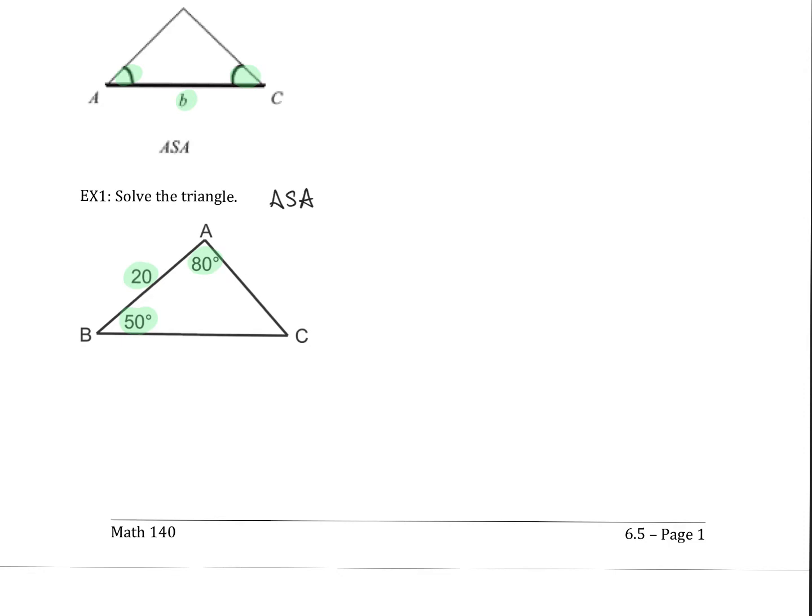Alright, so let's solve this. And we cannot use SOHCAHTOA. Why not? Well, what would this other angle possibly be? You never know, it could be 90. How do we find that other angle? We know the sum of all the angles should be 180. So we'll subtract the 80 from 180, which gives me 100. Subtract the 50 from there, so the other angle must be 50. This is not a right triangle, so we cannot use SOHCAHTOA, which means we're going to use the law of sines.